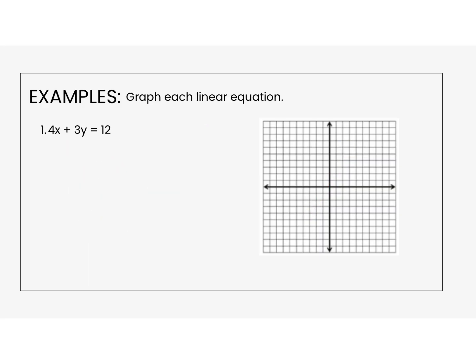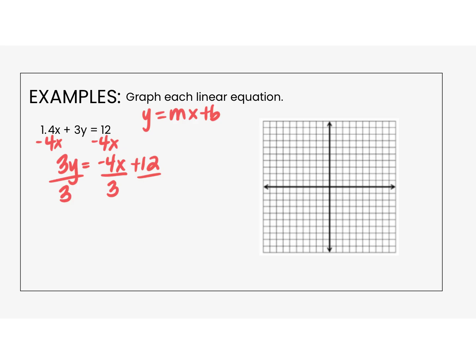Again, let's practice. Start with y equals mx plus b, that's slope-intercept form. So I have to first move this 4x over to the other side. So I have 3y equals negative 4x plus 12. Then I need to divide everything by, oops, not negative 3. Let's try that again, by 3, it's positive. So I get y equals negative 4/3 x plus 4.